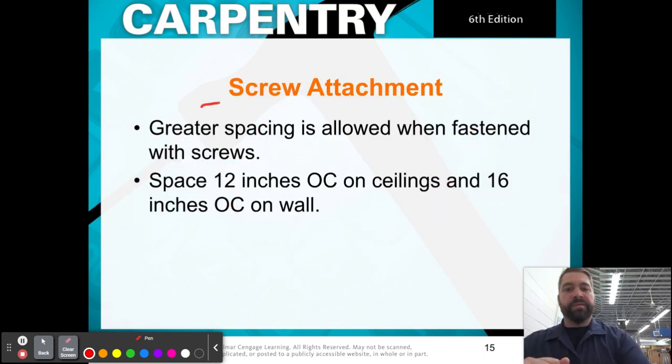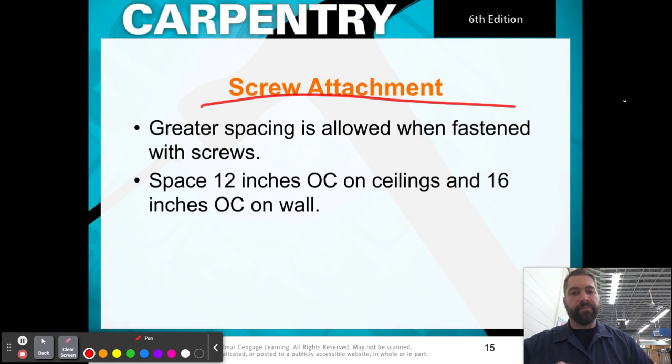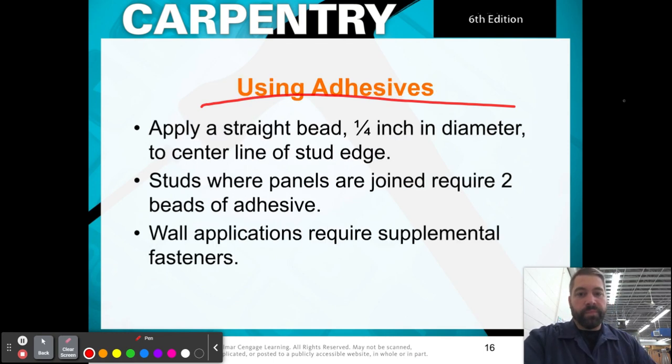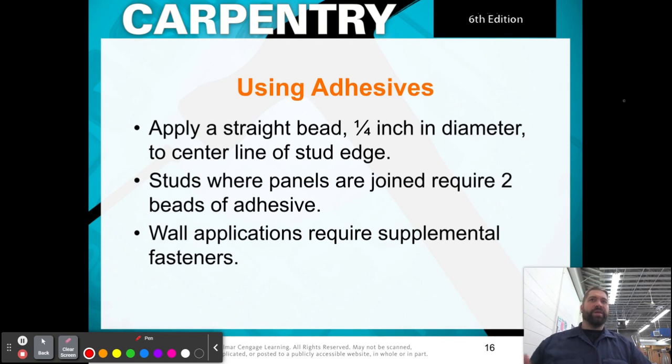Screw attachment. That's what we want to talk about. You're allowed greater spacing when you're using screws. Screws have a greater fastening capability than nails do. Space them 12 inches apart on center for ceilings and 16 inches on center for the wall. So why do you think that they would be closer on the ceilings than on the walls? We'll go over that in a little bit.